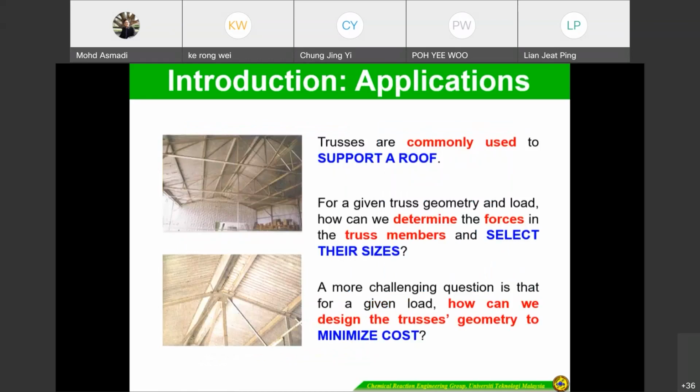In this application there is a roof support, and of course we can analyze the forces between the members in the roof or truss. For a given truss geometry and loads, how can we determine the forces in the truss members and select their size? What is the correct size? How much weight or load can we apply to the truss so that it will not fail? What is the maximum load we can apply? All these things we will analyze.